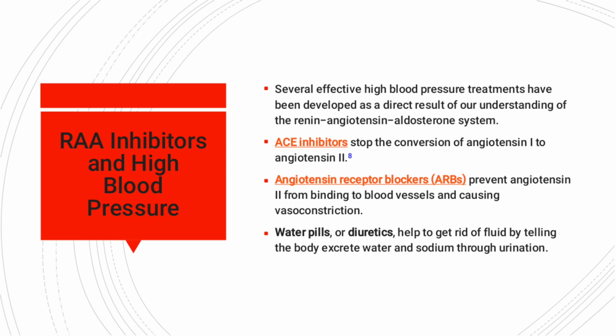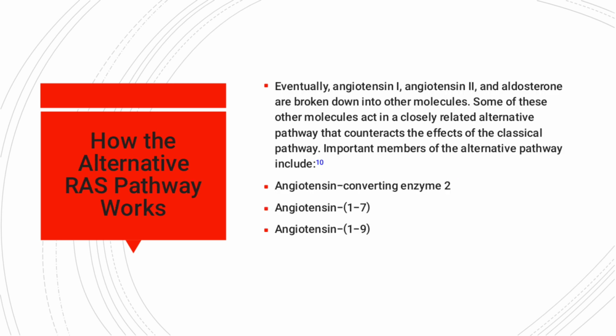Renin angiotensin mechanism inhibitors and high blood pressure. Several effective high blood pressure treatments have been developed as the direct result of our understanding of the renin angiotensin aldosterone system. The ACE inhibitors stop the conversion of angiotensin 1 to angiotensin 2. Angiotensin receptor blockers prevent angiotensin 2 from binding to the blood vessel and causing vasoconstriction. Water pills are diuretics. They help to get rid of fluid by telling the body to excrete water and sodium through urination.